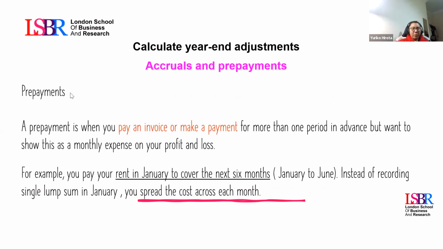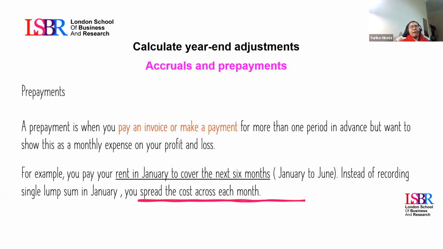Let's start with prepayments. A prepayment is when you pay an invoice or make a payment for more than one period in advance, but want to show this as a monthly expense in your profit or loss. For example, if you pay your rent in January and that payment covers the next 6 months, January to June, it is a prepayment, because we could have that benefit instead of recording all of the prepayment at once.